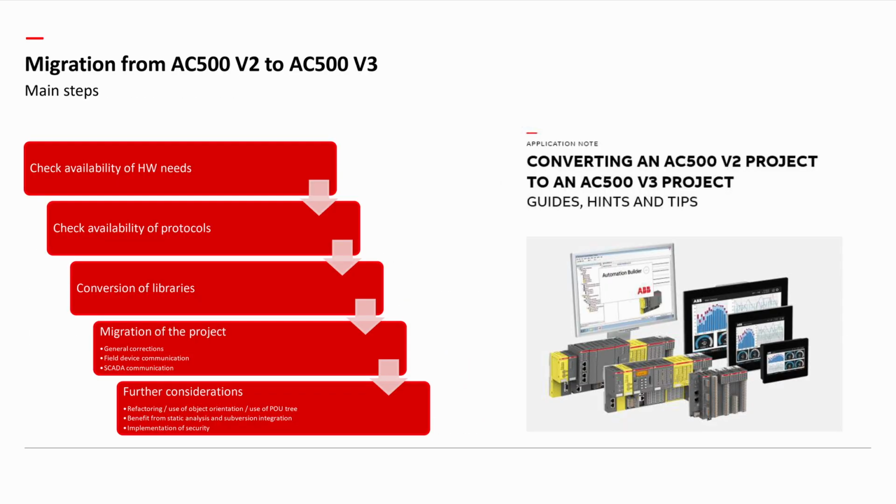Just a very simple overview on the migration from V2 to V3. First of all, the first step, I would say, is to find the hardware you need to change from V2 to V3. That means selecting the right product to make this migration. Also check the availability of the protocols you have to migrate, if the protocols are available in V3, and then it will be easier than if that's not yet the case.